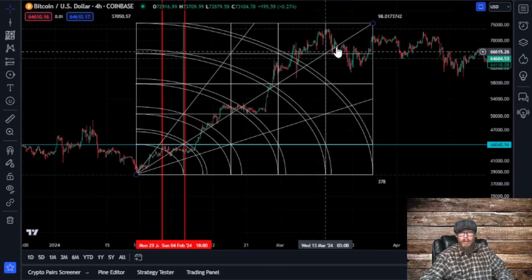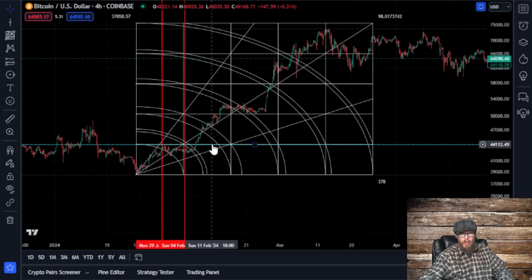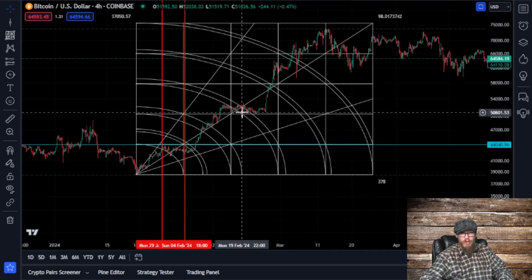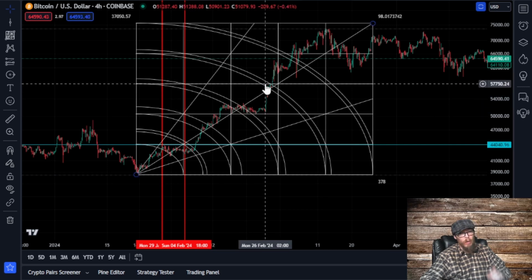Time-wise, right on the money. Time-wise, right on the money. Time-wise, right on the money. Level, right on the money. This level, right on the money. This third one, right on the money. And what do I say about bell curve philosophy is the way to put it.